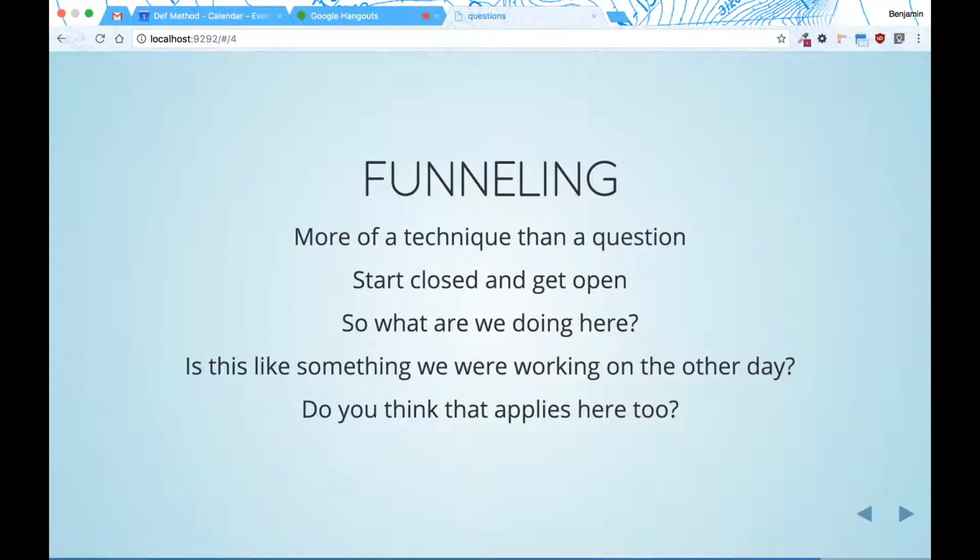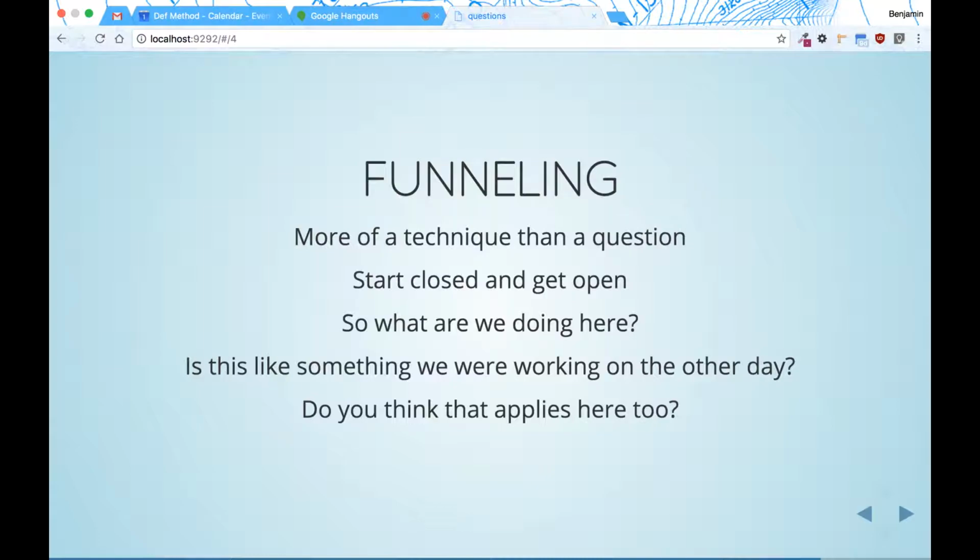Now I'm going to talk about a little more of a technique than an individual question, called funneling. Funneling questions are a series of questions that you ask in order to bring somebody to a specific point. So in order to get somebody to either think about things as they're going on and learn something on their own, or in order to drive somebody to a particular course of action.